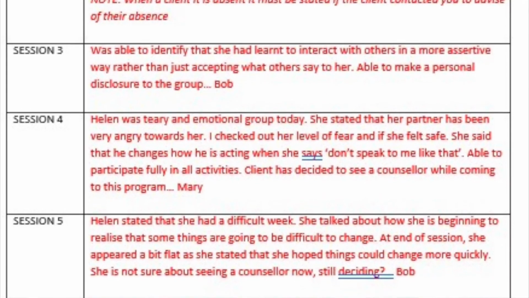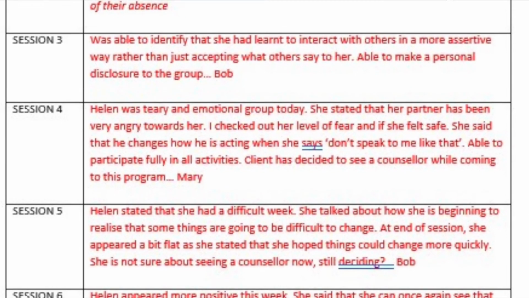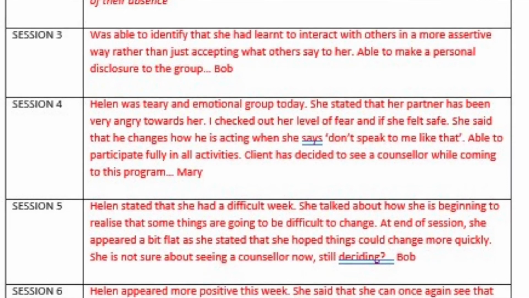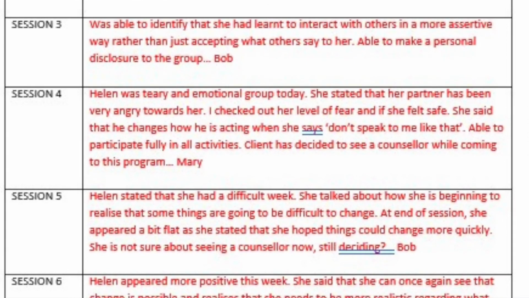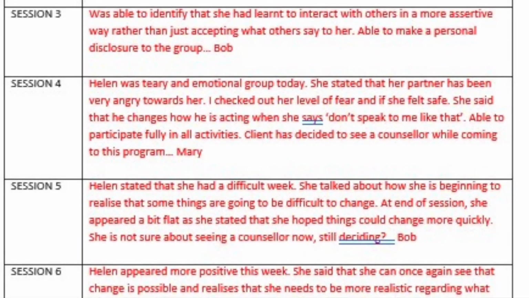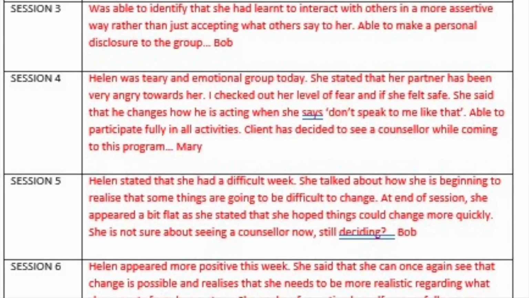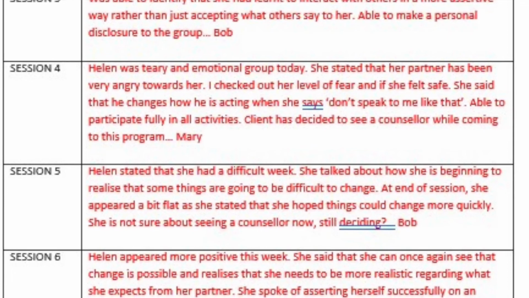If the client is absent, you would include any information around that absence. You may find that information is being passed to you, that she rang the office, so you would just briefly record that Helen rang the office and left a message that she could not attend, for whatever reason stated.